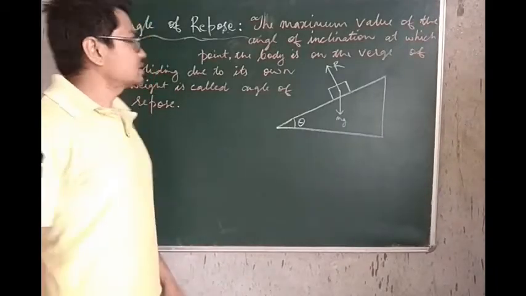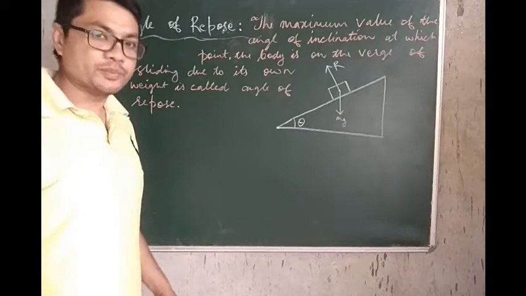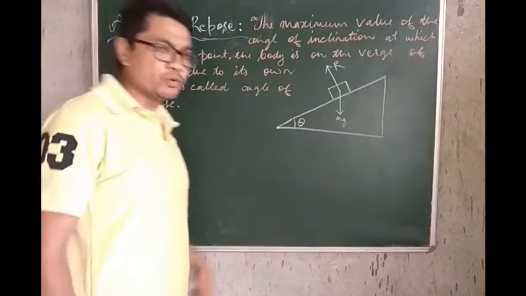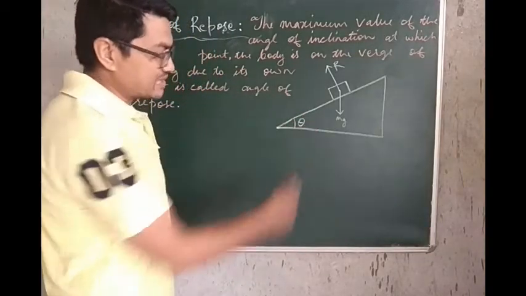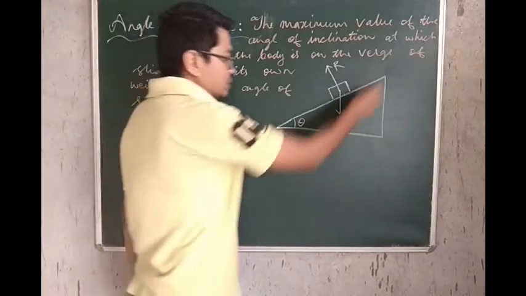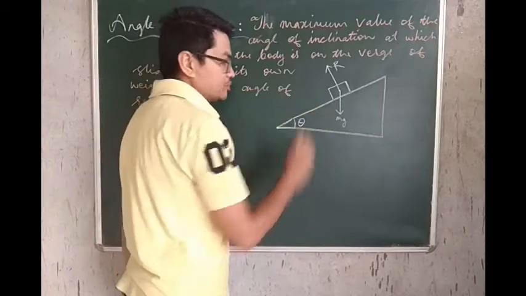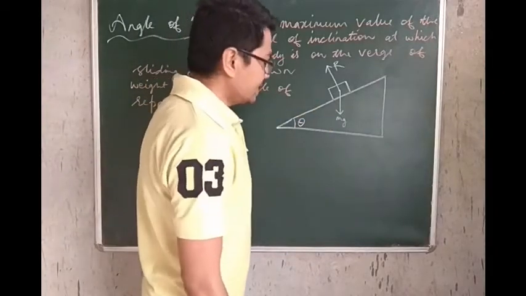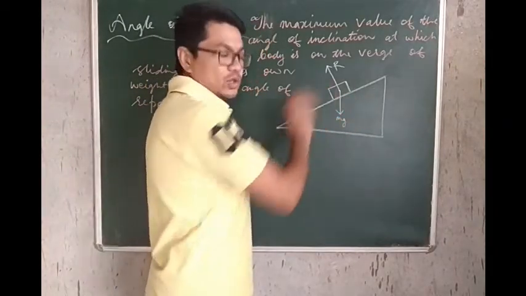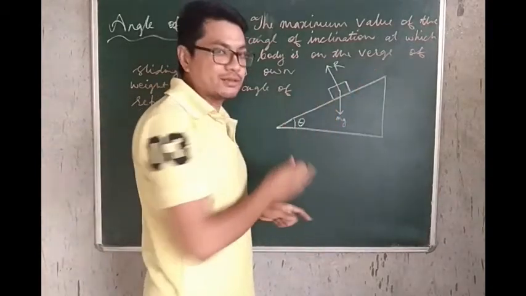Let us now discuss what is angle of repose. Before we jump into the definition, let us pay attention to this picture over here. So we have this incline, and on this incline we have a body whose weight is mg. Now the body is not sliding down the incline yet.